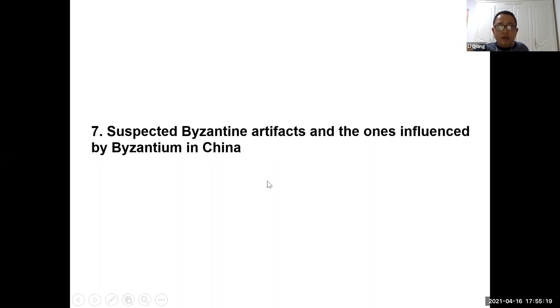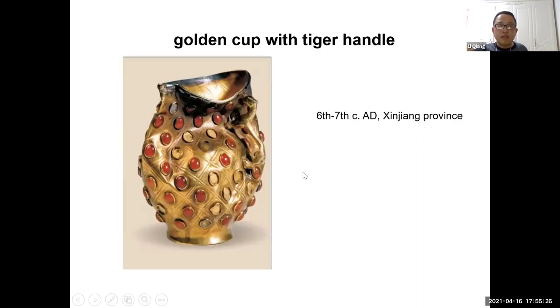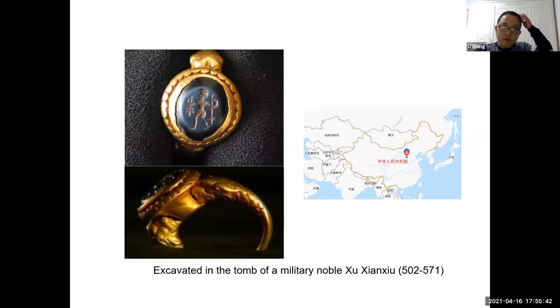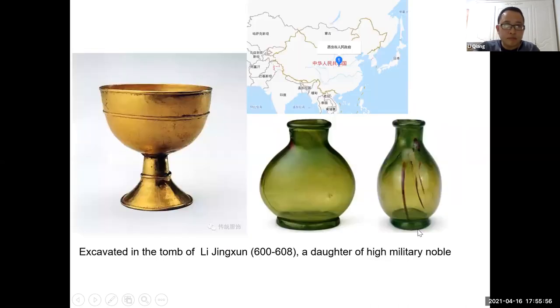After that, there were some other Byzantine artifacts and also ones influenced by Byzantium in China, believed to be so. So this is a golden cup with a tiger handle found in Xinjiang province, believed it could be a Byzantine one, since it was very similar to another one found in South Russia. And this gold ring, you can see the image is really in the Greek style. It was found in the tomb of the military noble Xu Xianxiu in the 6th century. And this vase is also believed similar to some findings in South Russia, which are full of Byzantine elements.